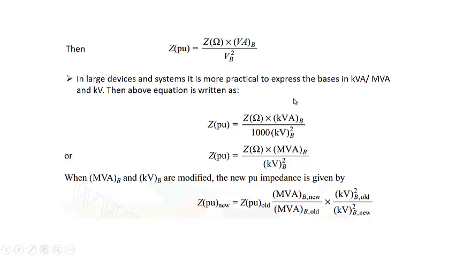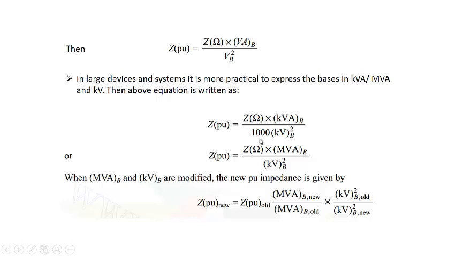Then the above equation is written as, if the voltage base is in kV and the VA base is in kVA, then the Z per unit will be defined by this, because here it is only 10 to the power 3, here it is 10 to the power 6. So when you use the kVA value directly, you have to incorporate the 1000, because when kV is squared it is 10 to the power 6, this is 10 to the power 3, so there remains 10 to the power 3.